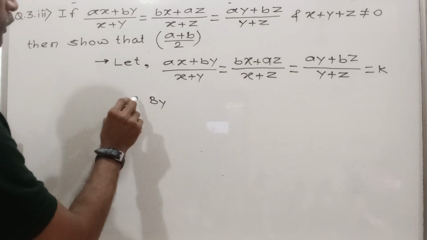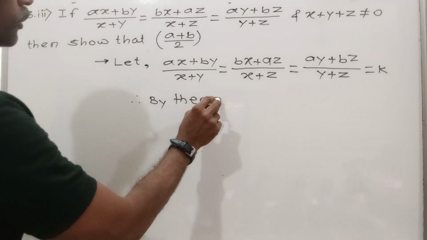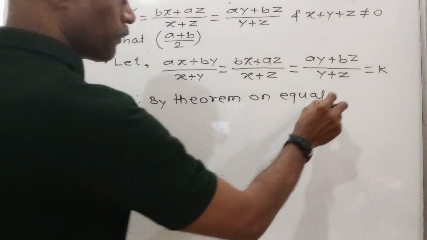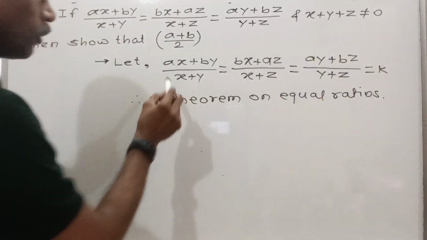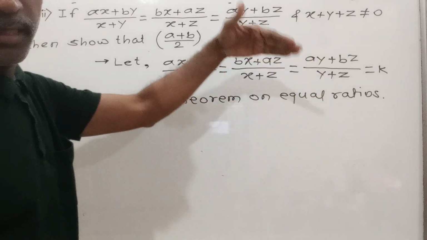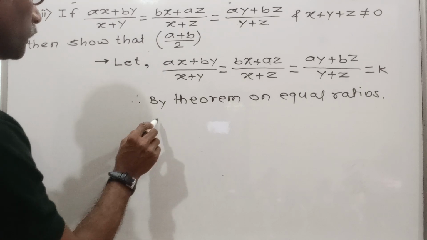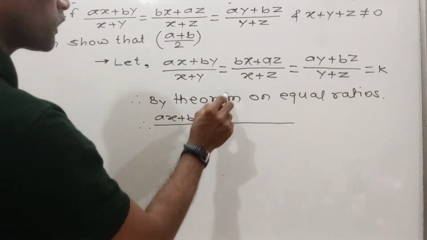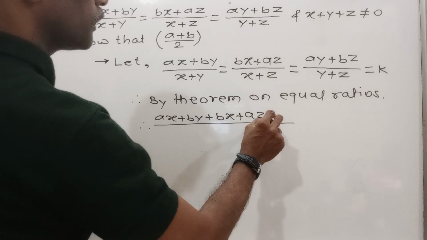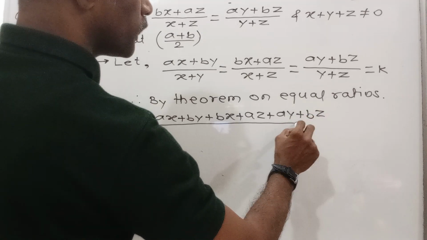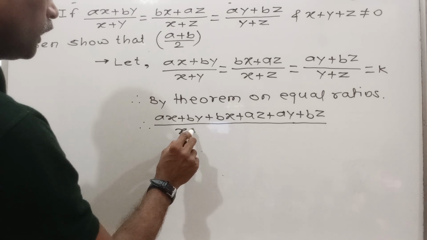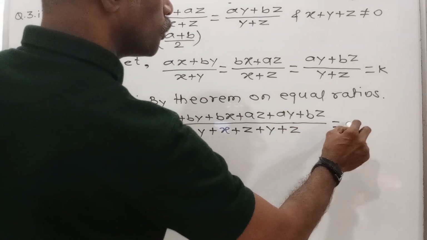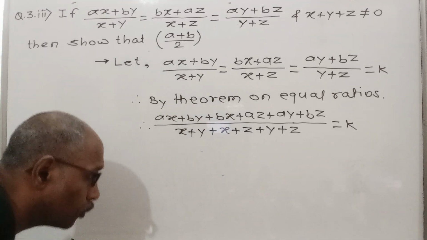Then we write here, therefore, by the theorem on equal ratios, we add numerators at numerator and denominators at denominator. Therefore, see this carefully: (ax + by + bx + az + ay + bz)/(x + y + x + z + y + z) = k. k means each ratio.